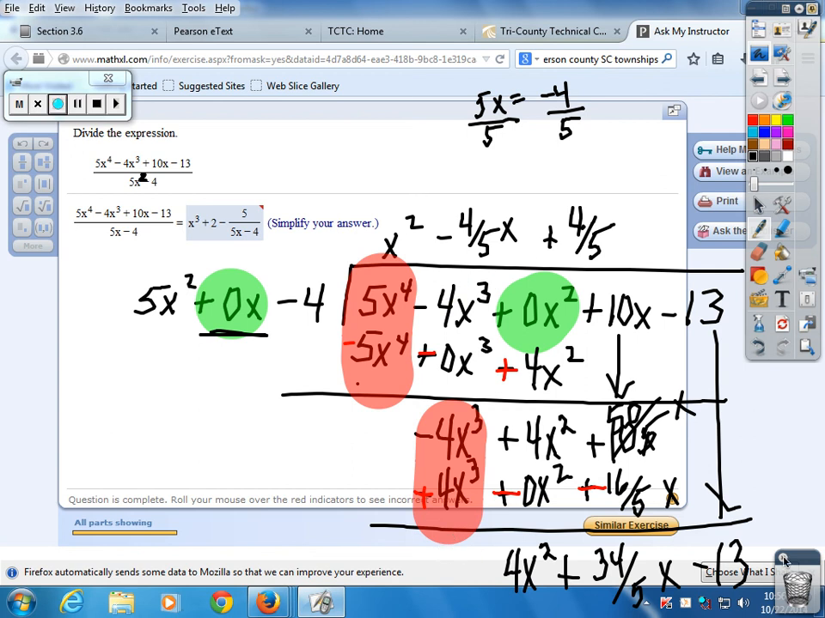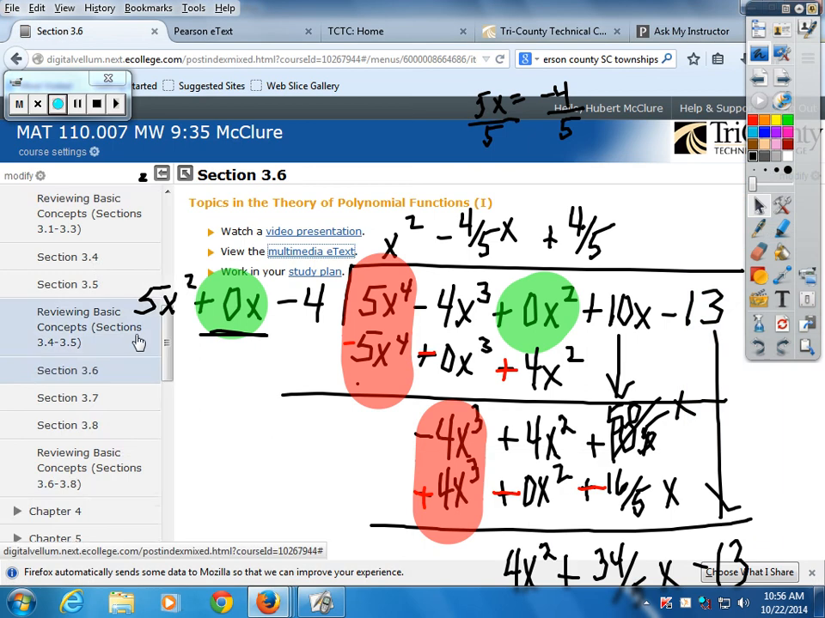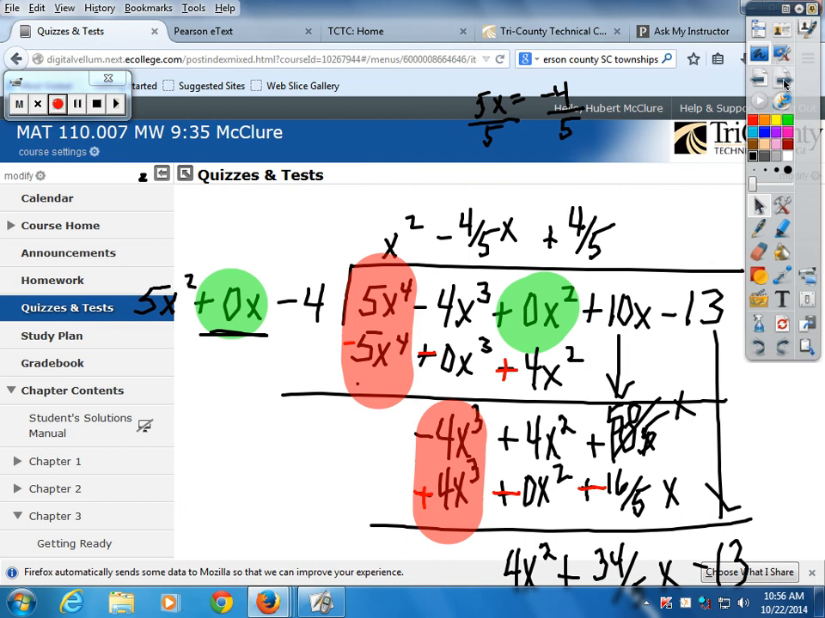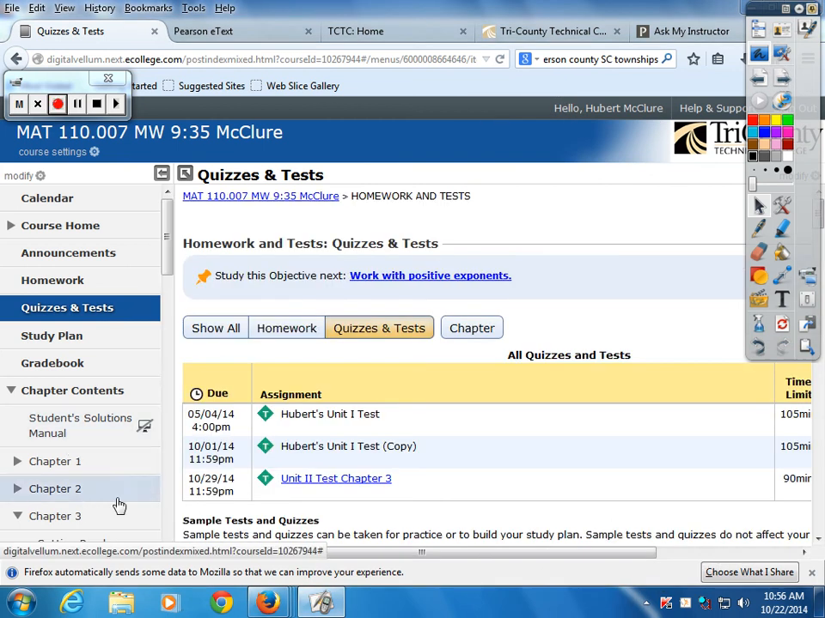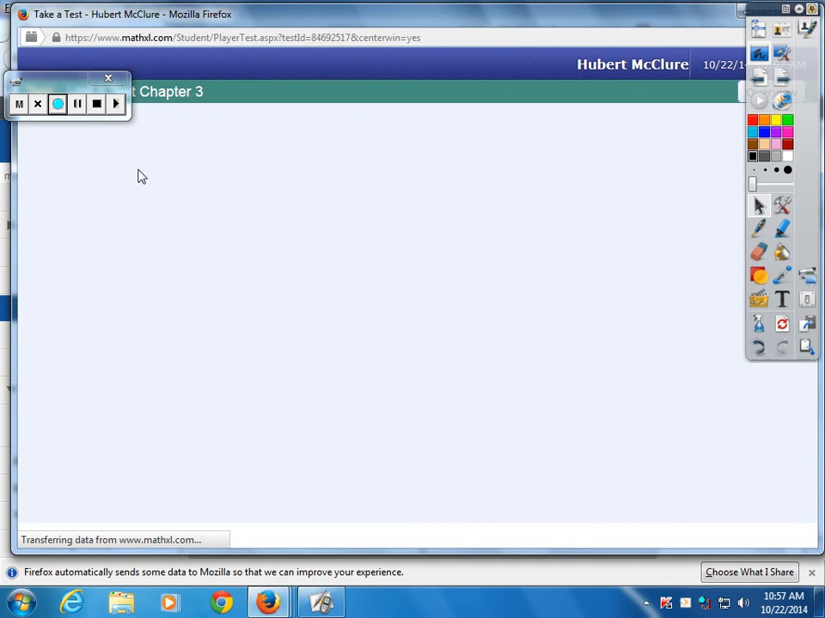We've got about 4 minutes, so let's just look at the test right quick, just so you can look at it, show you what kind of problems are on it, and make sure I hadn't put anything crazy on there. Where'd it go? Okay, I'll get there in a second, y'all. Hold on. There we go. Test. And there it is. Unit 2, Chapter 3.